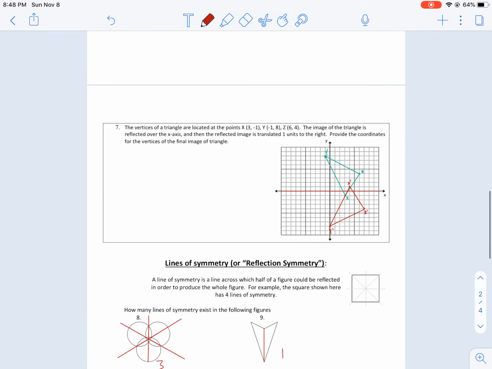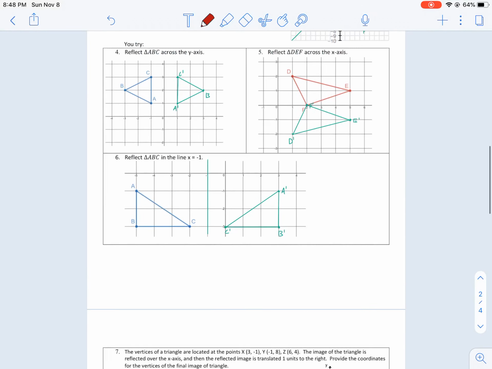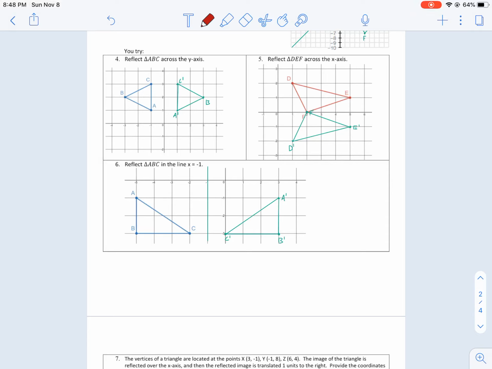But this is reflections. It's more important that you can do the actual transformations on a graph. So go ahead and give the practice a shot. Actually, the practice will be done the day after you watch this video, unless you just want to do it back to back, which is fine. But if you have any questions, let me know, and have a great day.